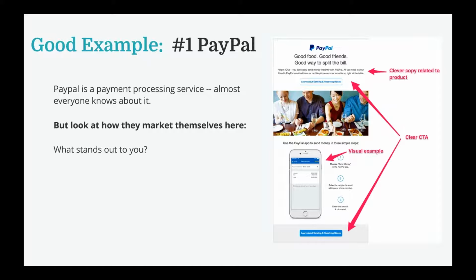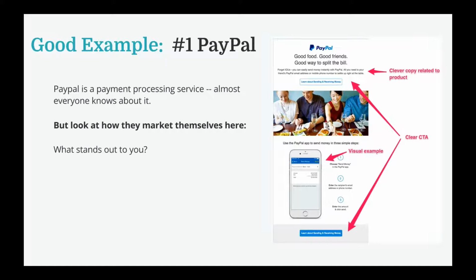We've got a pretty cool visual example in the bottom half. But besides that, it's a very simple email. We're looking at 2 or 3 sentences of copy, a short little picture, and then a couple call to actions. But let's really sit there and analyze what it is they're doing right here. So PayPal, good food, good friends, good way to split the bill. And the copy reads this, and I thought it was kind of clever copy too. Forget IOUs. You can easily send money instantly with PayPal.